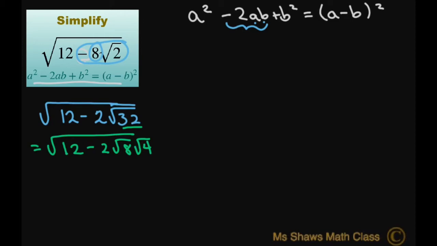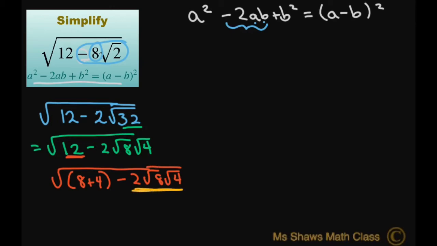All right. And the reason I can do that is because I can take this 12 and write this as 8 plus 4. And then I'd have minus 2 square root of 8 times square root of 4. Now let's look at this right in here. So basically what we have is negative 2 square root of 8 times square root of 4. If I have this, then that means my a equals square root of 8 and my b equals square root of 4.